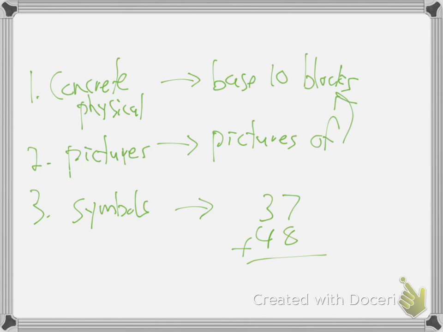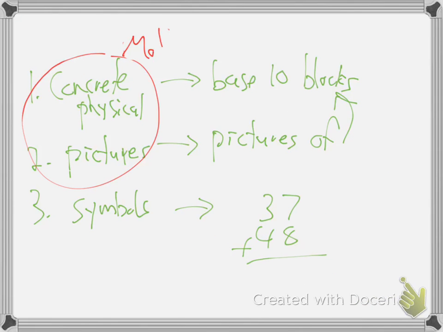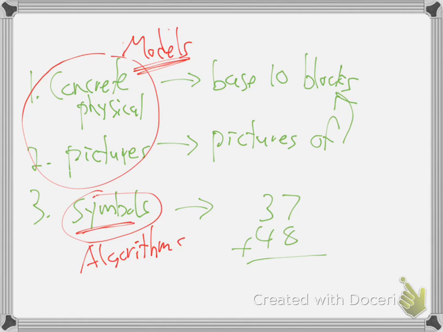So there's 3 levels of understanding. Concrete, and these two are really models, aren't they? Or, well, they are models, but I don't know why I'm using a different word all of a sudden. Well, yeah, no, that's right. It's the same word. I'm getting confused. These are models, physical and drawn, pictorial models of something, how to add, how to subtract, how to multiply, how to divide. And then with symbols, that's where you have different algorithms, different step-by-step procedures for getting answers. That's what an algorithm is.